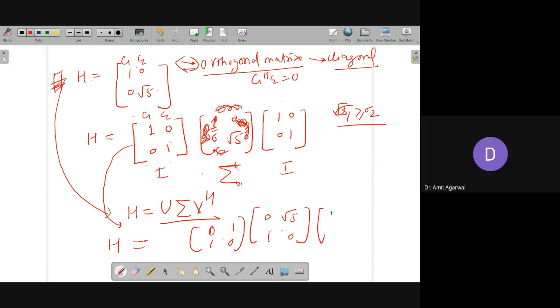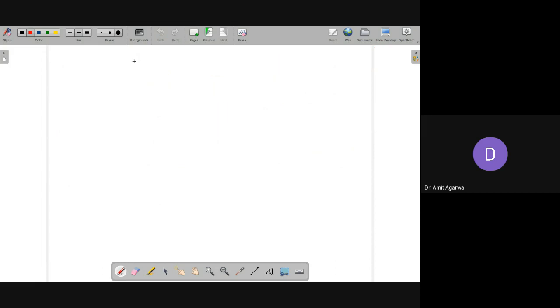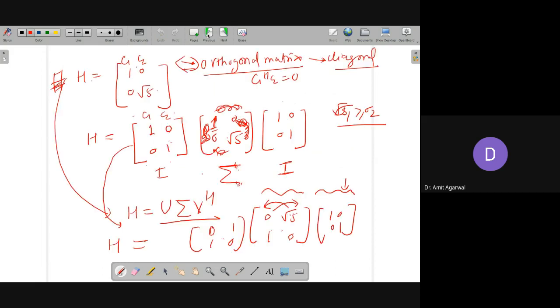And then what we have to do? We have to write it like this, because we have not done anything for this matrix. Now we have to flip the columns in order to take root 5 here and 1 here. So when we flip the column of this middle matrix, we have to flip the rows of the right matrix. This is a little trick which is used in order to find the SVD, singular value decomposition for orthogonal matrices.